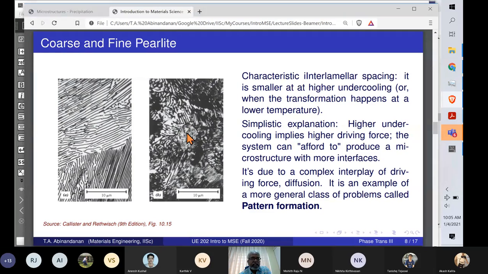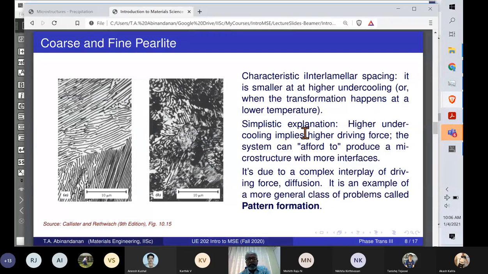And since optical microscopes have difficulty resolving features which are separated by about a micron or less, you see black blobs here, primarily because the features have become really tiny. So, the simplistic explanation: this characteristic lamellar spacing is typically smaller at a higher undercooling. That is, the transformation happens at a lower temperature. And so why does it happen?